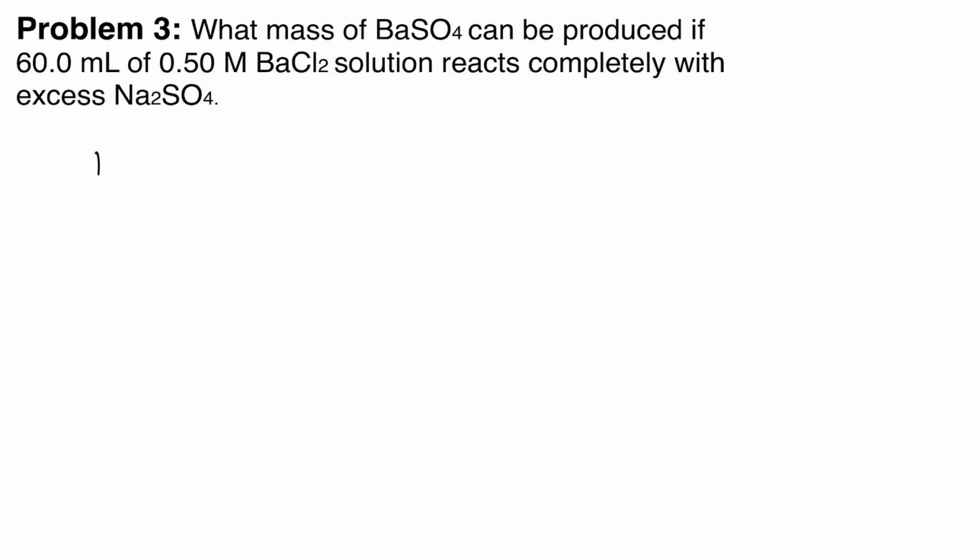So it's going to be BaCl2 plus Na2SO4, and that is going to produce BaSO4 and NaCl. Now to balance this equation, we simply need to put a 2 in front of the NaCl. And now from here, we can start with our calculations.